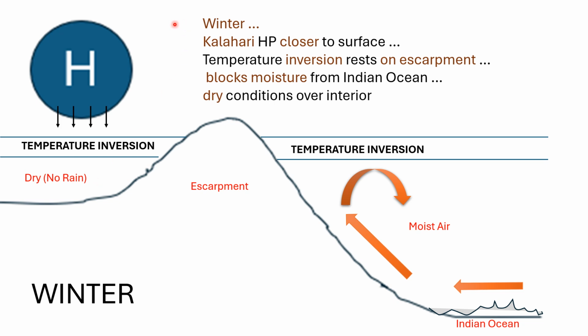So during winter in South Africa, the Kalahari high pressure is closer to the Earth's surface. This allows for the temperature inversion to also develop closer to the Earth's surface, resulting in it resting on the escarpment. The temperature inversion then blocks any moisture from the Indian Ocean from traveling onto the interior of the country, and this in turn is responsible for the dry conditions we do experience over the interior of the country.